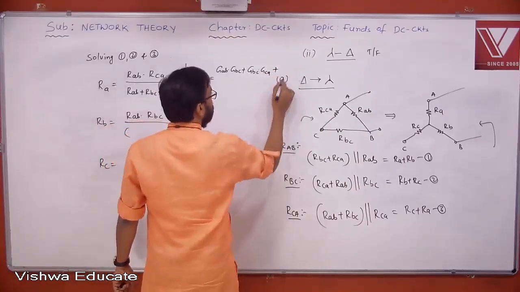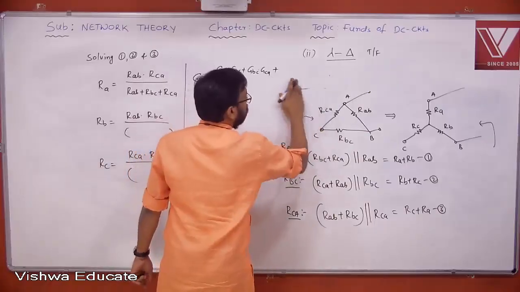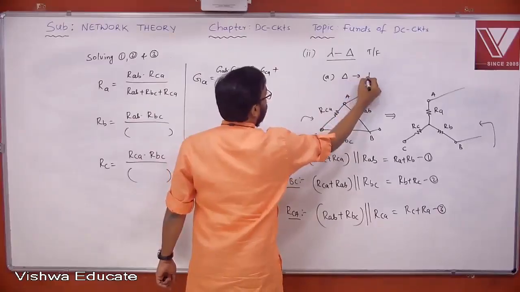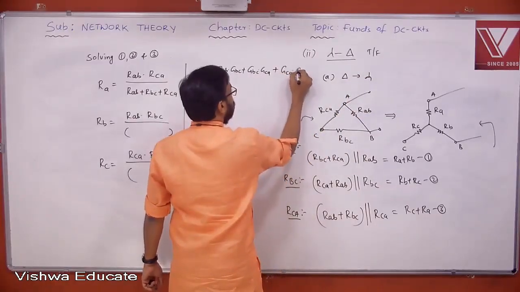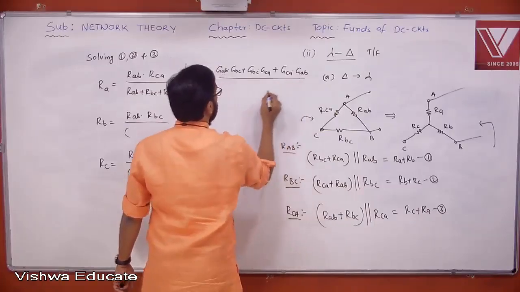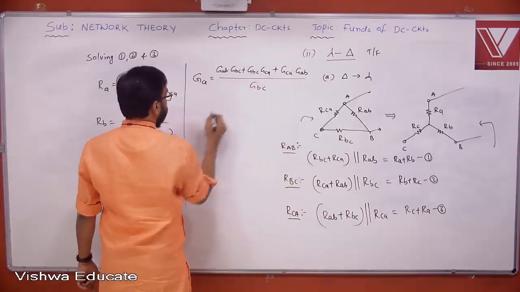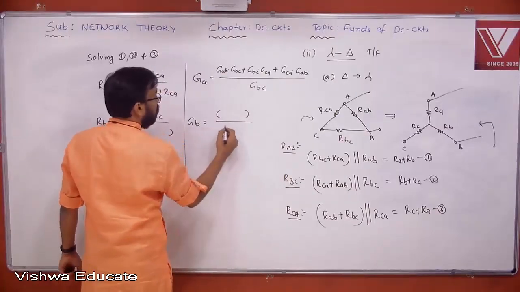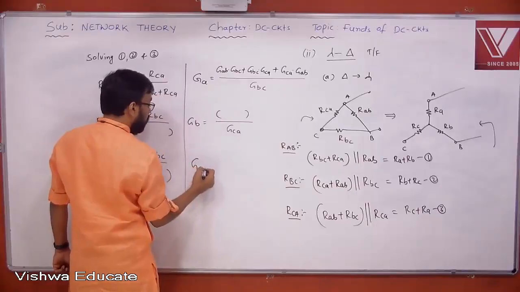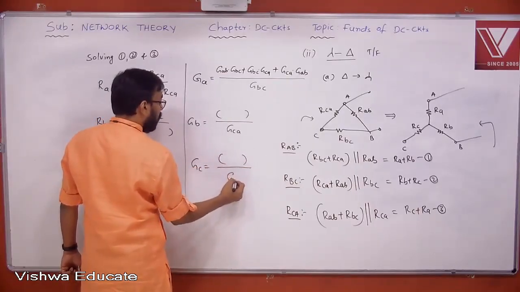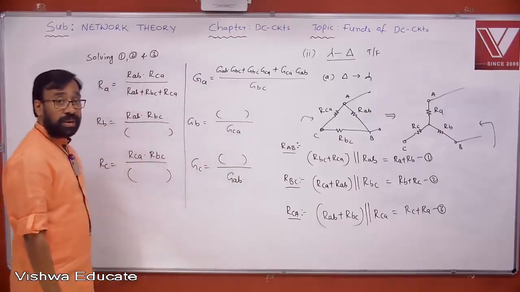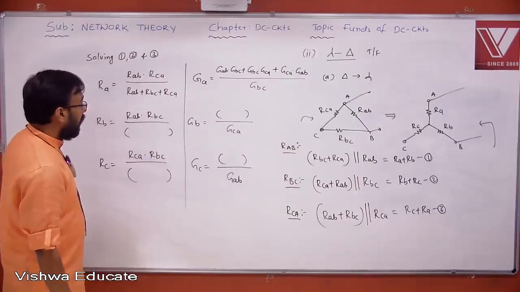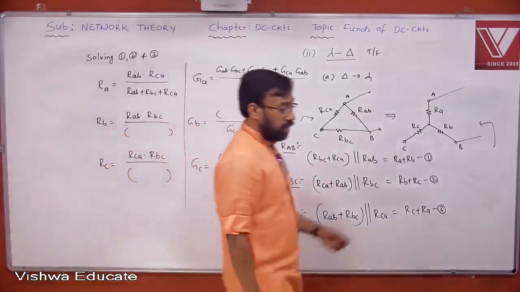by GBC, for delta to star. GB is equal to, numerator same, but the denominator will now be GCA. GC is equal to, numerator is same, now the denominator becomes GAB. You understand? Okay. Now, all these formulas, you can note down clearly here. Quickly you can note down, and then we can see star to delta also.